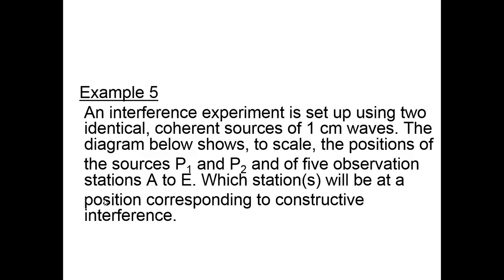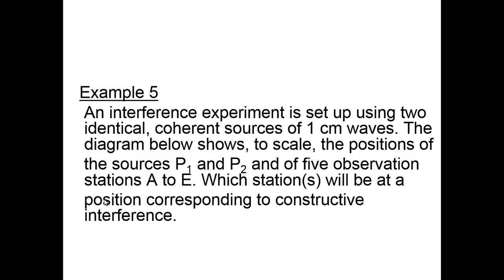Okay, assuming 5 minutes is up, let's go through the question. An interference experiment is set up using two identical coherent sources of 1 cm width. So that is the wavelength. The diagram below shows, to scale, the position of the sources P1 and P2 and of 5 observation stations A to E. Which station will be at a position corresponding to a constructive interference?